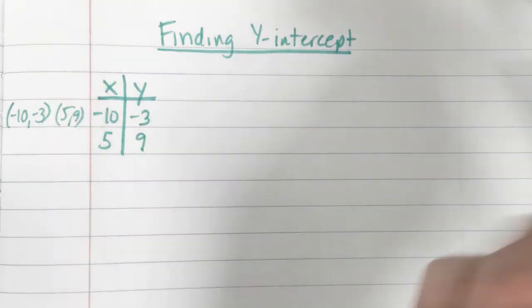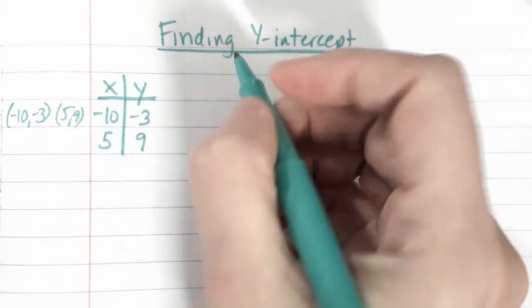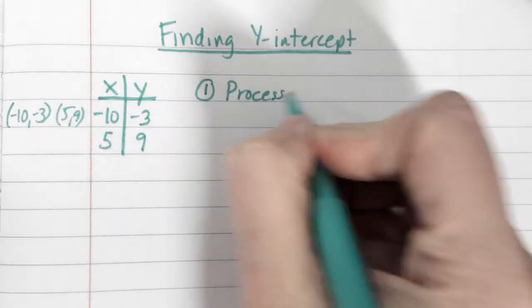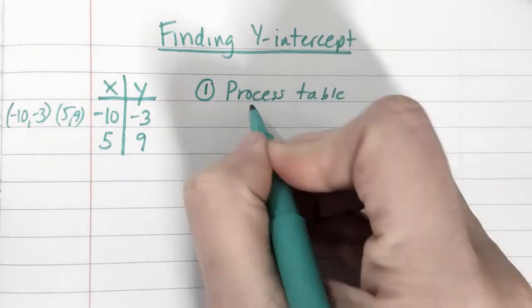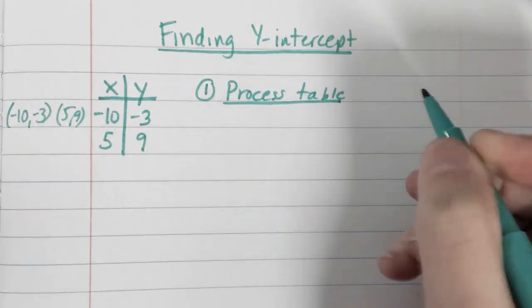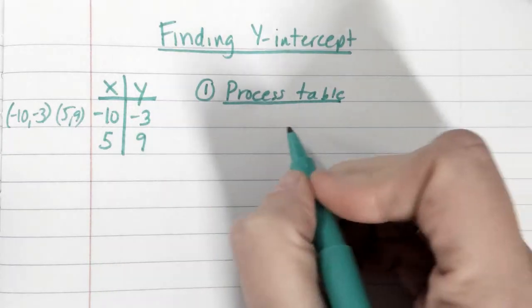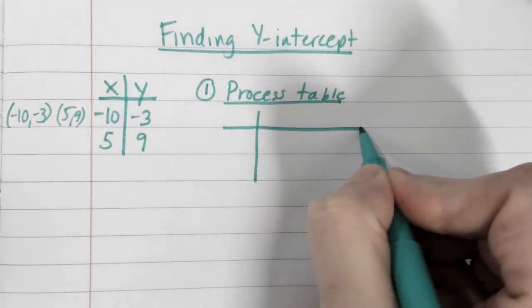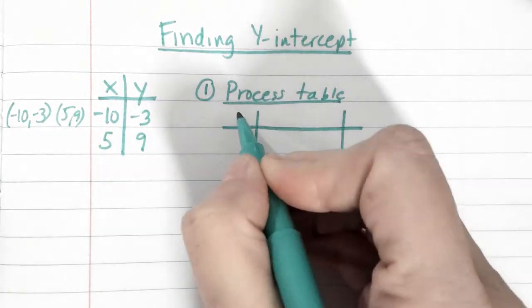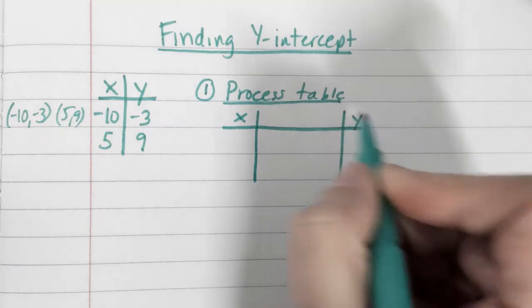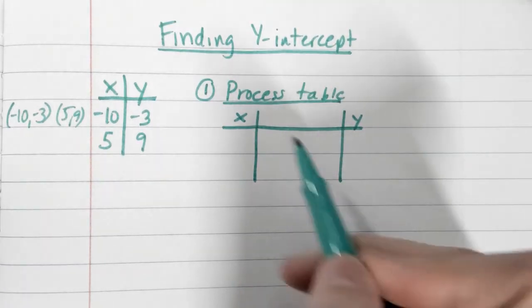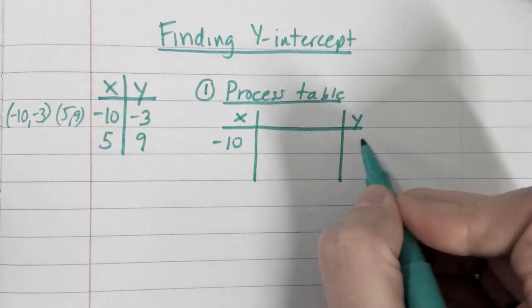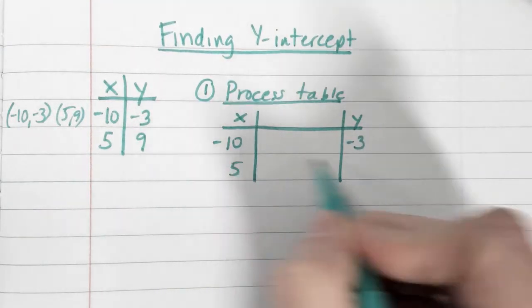But mathematically, the way that we do it is there's two ways. So method number one is the process table. For the process table, what we do is we take the same table of information, but instead of making it the little table, we make it a bigger table with our x and our y. And some people write process in the middle, but I like to kind of start building my equation there. So I'm going to have -10, -3, 5, and 9.